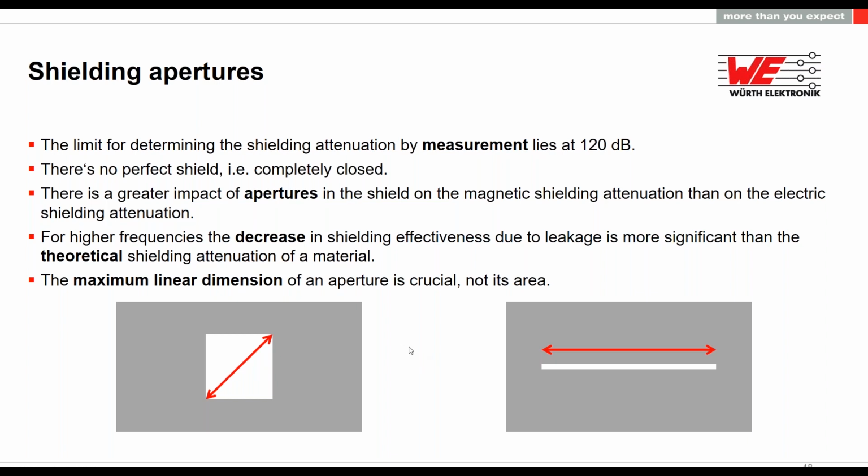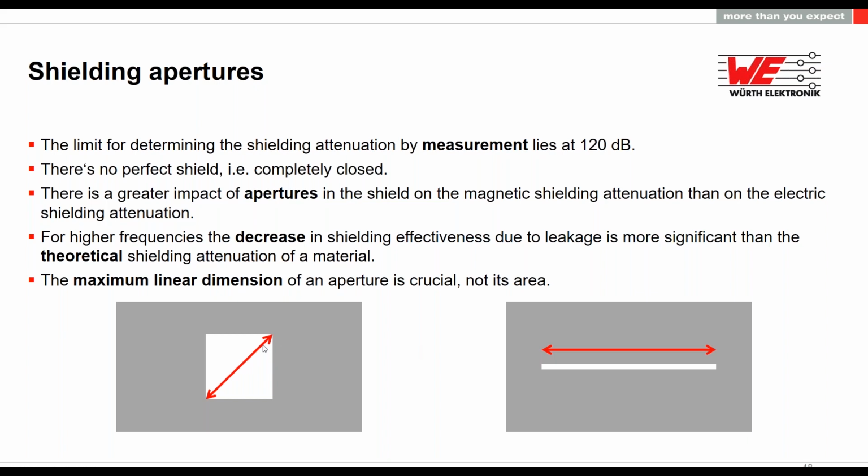There is a greater impact of apertures in the shield on the magnetic shielding attenuation than on the electric one. For higher frequencies, the decrease in shielding effectiveness due to leakage is more significant than the theoretical shielding attenuation of a material. This means that it's really easy if you know how to shield these cases, and also we always have to take into account the frequency we are working on, the frequency of our noises, and the frequency at which our device is working.